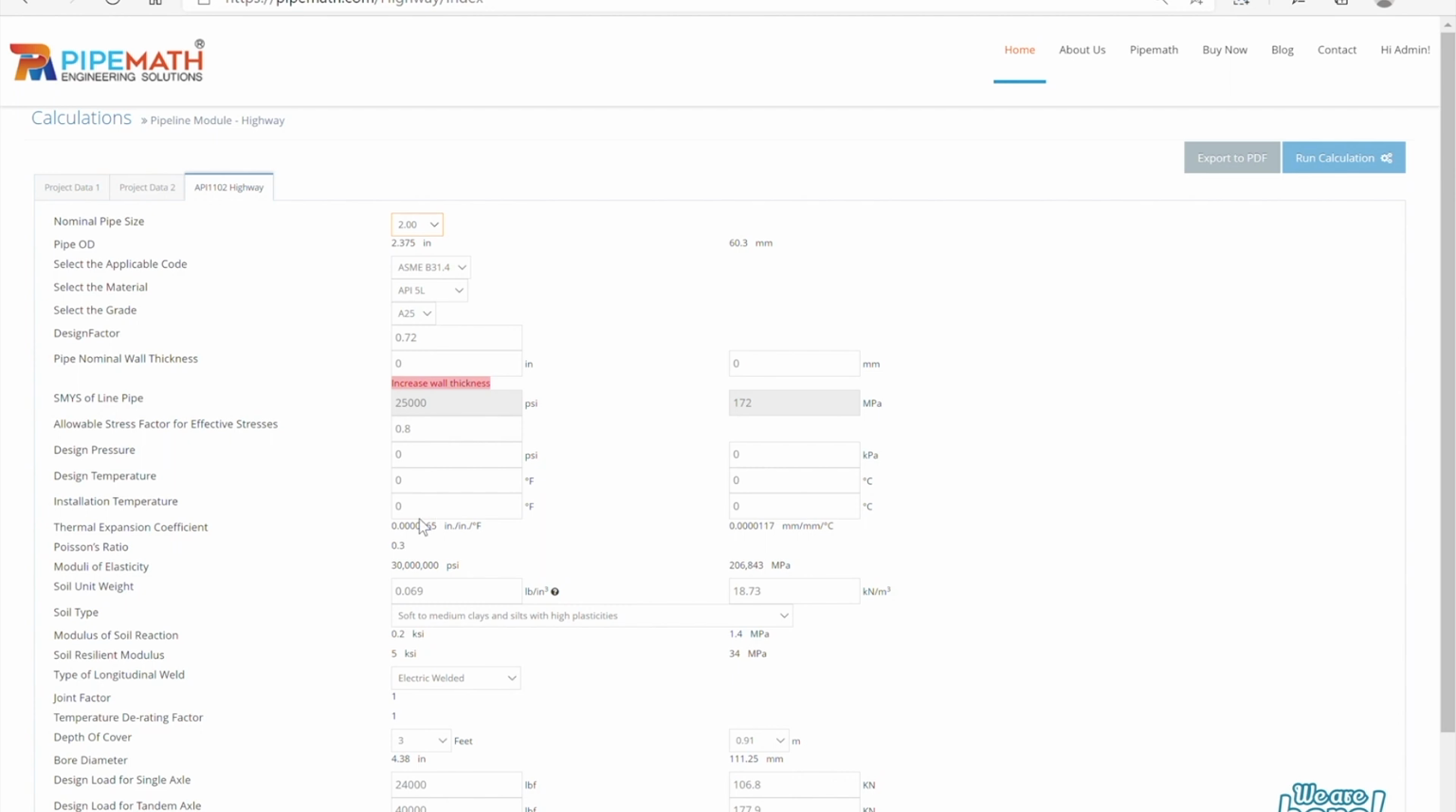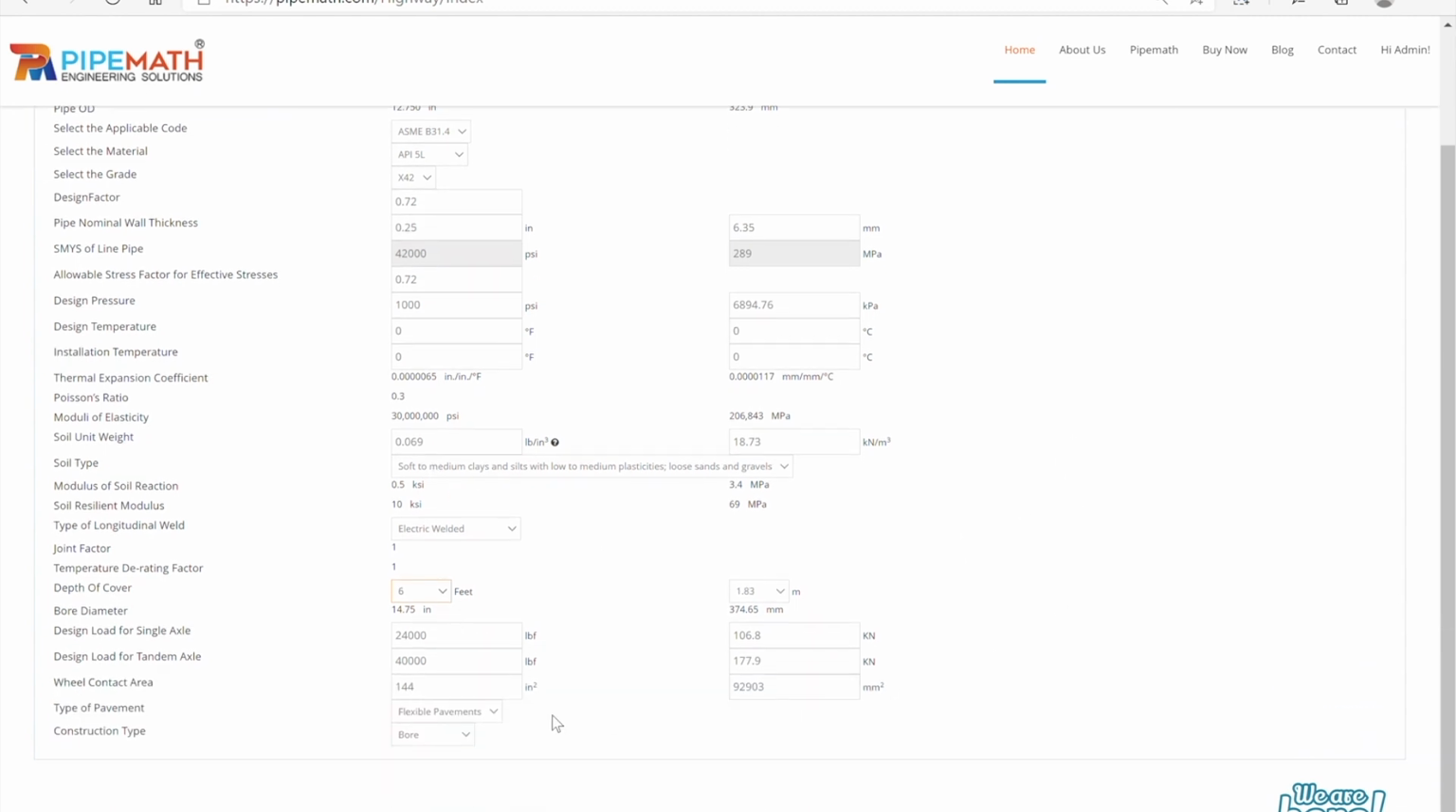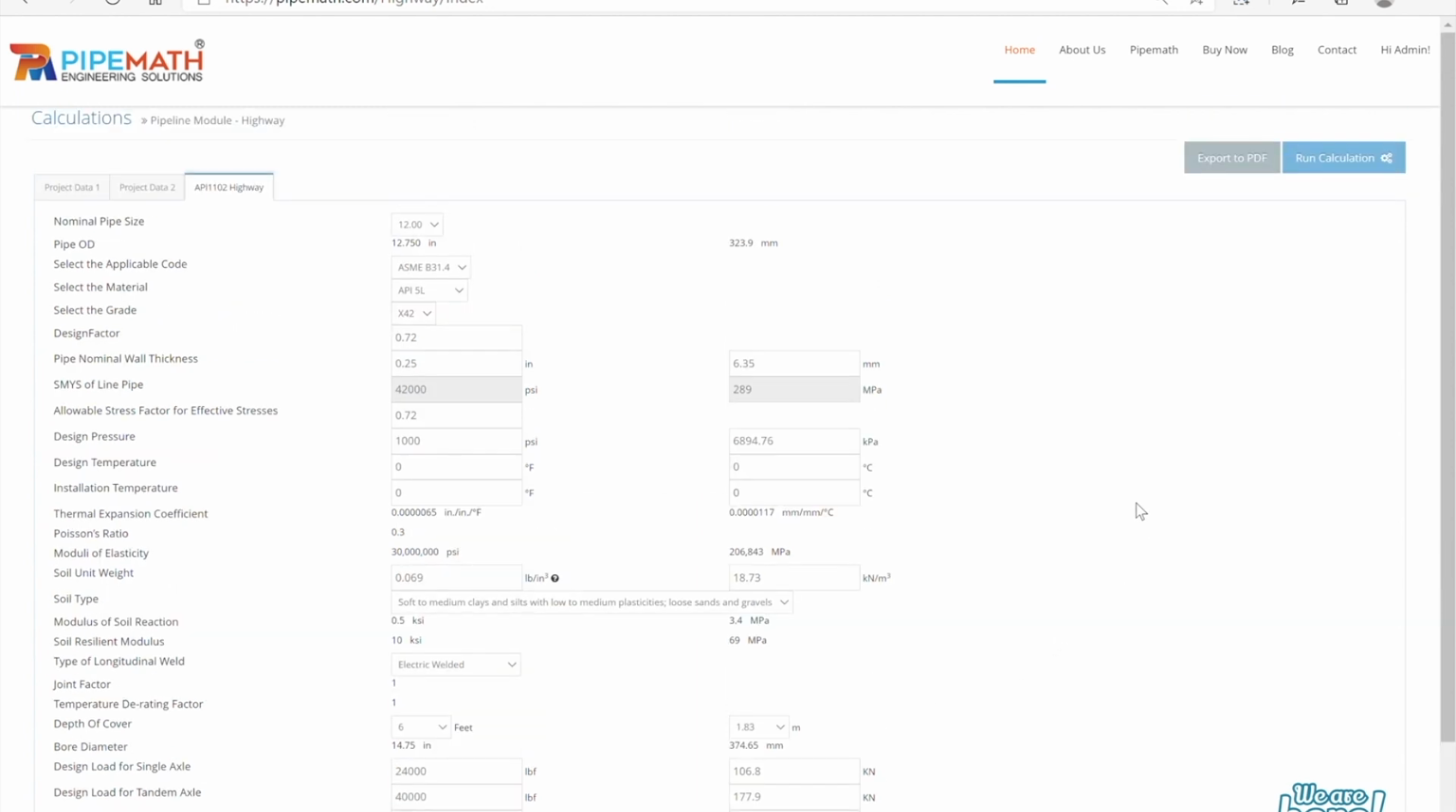This is a 12-inch liquid pipeline, so ASME B31.4, and nominal wall thickness is 1/4 inch, X42 grade. The allowable stress factor for effective stresses is 0.72, and 1000 psi is the design pressure. We have selected the appropriate soil parameters, electric welded pipe, and 6 feet burial depth for this crossing. Pavement is flexible and bore is the construction method.